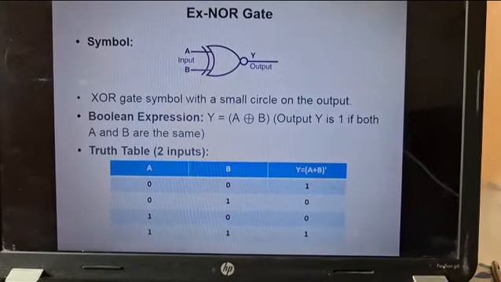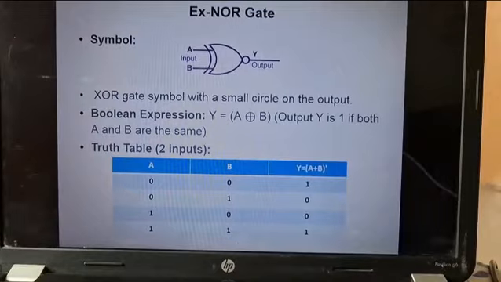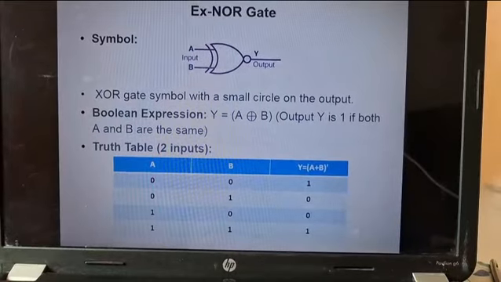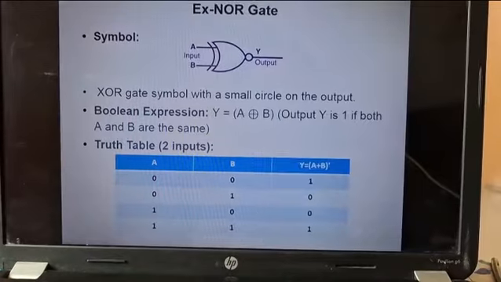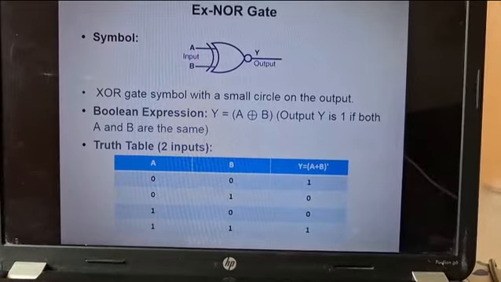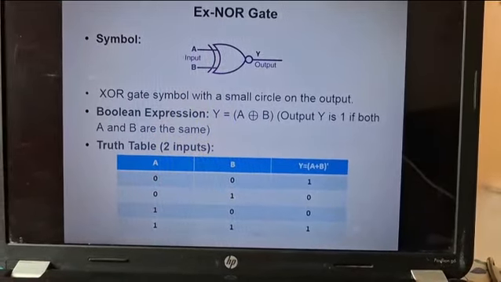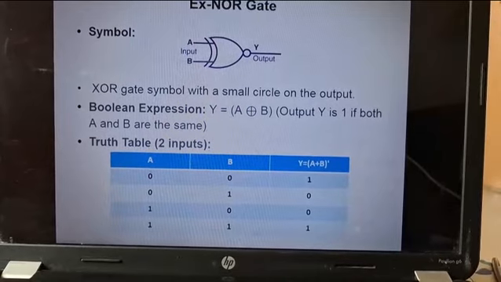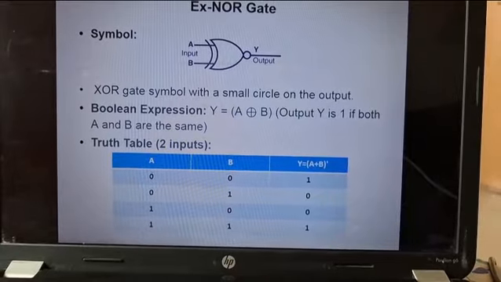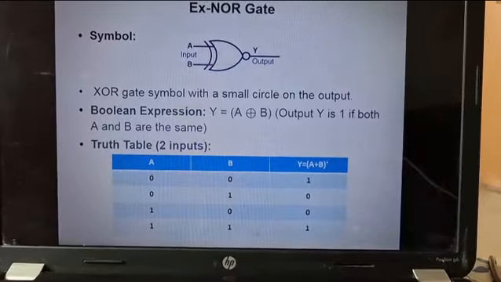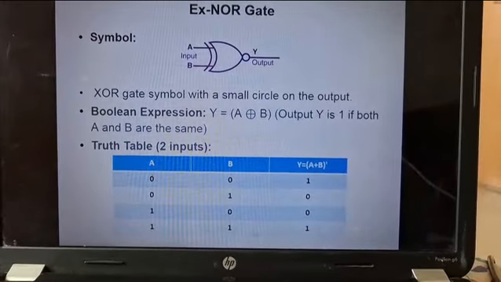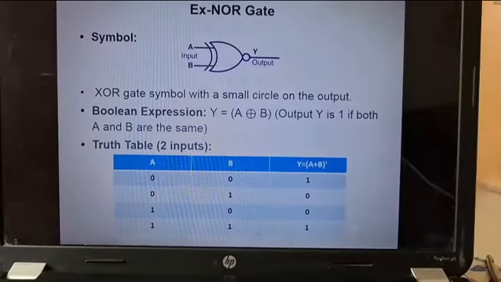This is the second special logic gate, that is the XNOR gate. The symbol of the XNOR gate is shown in the figure. The Boolean expression for the XNOR gate can be shown as A XNOR B, which is the complement of the XOR gate. That means it gives the output 1 only when inputs are the same. That is, when the input is 0 0, the output is 1, and when input is 1 1, then the output is 1. For the other two cases, the output of the XNOR gate is 0.